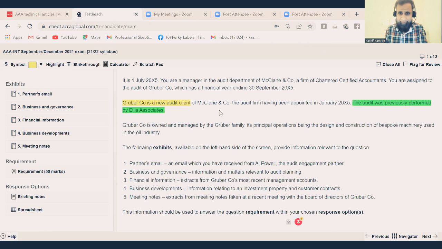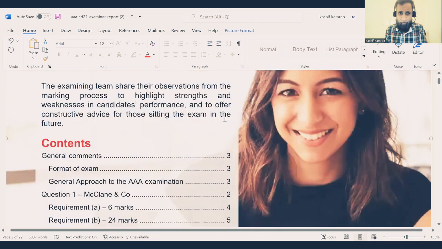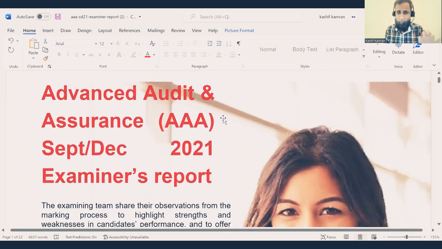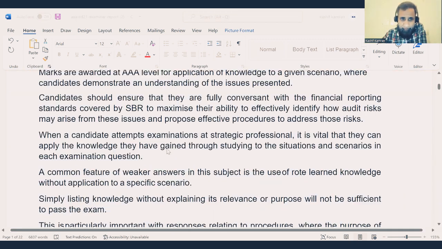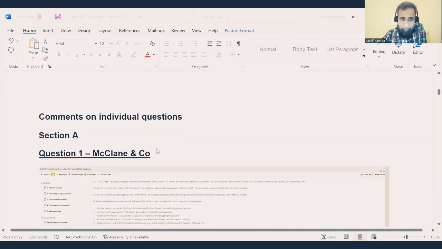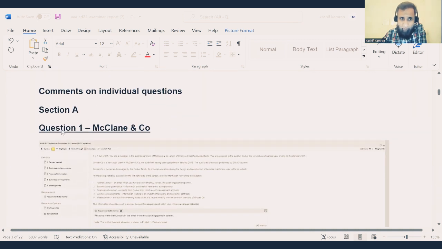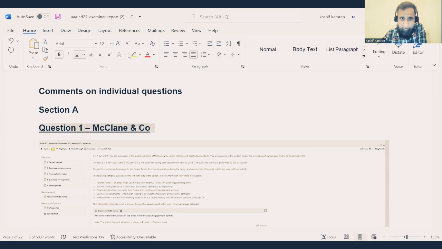Let me take you to the examiner report first. I hope you can see the examiner report on your screen now. Can you all see the examiner report for the September-December 21 question? Okay, great. So we are looking at question number 1, examiner report, section A, question number 1.